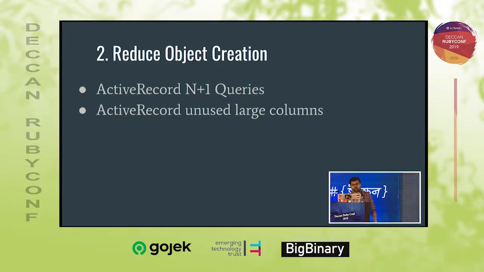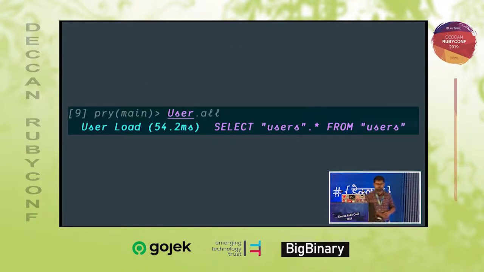So that's one, Active Record N+1 queries, fix that. Second is Active Record unused large columns. One of the examples that I have here is about this. You have a user table, you call User.all, and this is the default query that is generated, which is SELECT users.* FROM users. So the users.* is taking all the columns that are there in a user model, and that's the problem, because sometimes that user model could have 15 or 20 columns as well.